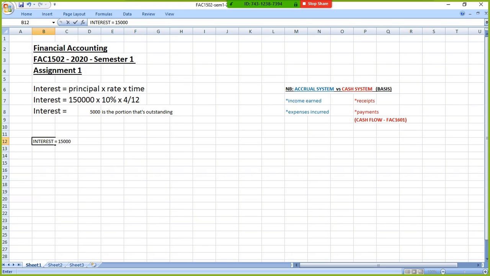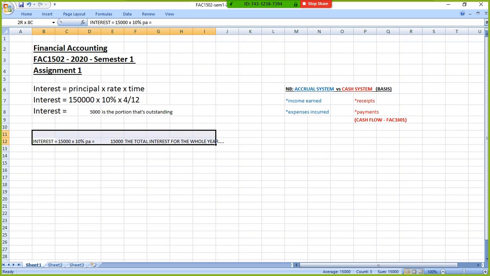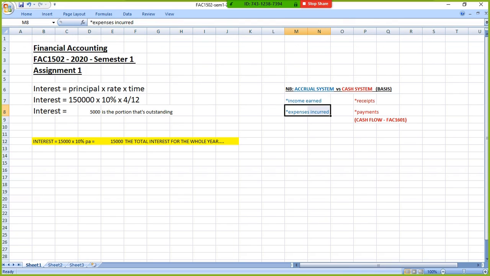150,000 times 10% equals what would that be? I don't have a calculator. It's fine, there it is. 15,000. Okay, 15,000 is what? The total interest for the whole year. Okay, because it's 10% per annum, right? Right. So if you've got a loan of 150,000 and you're being charged 10% interest, how much interest are you going to incur during the year?